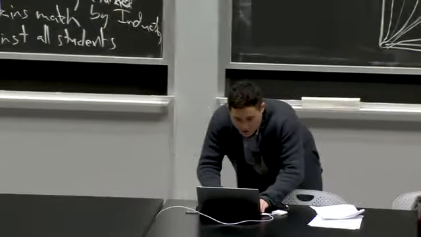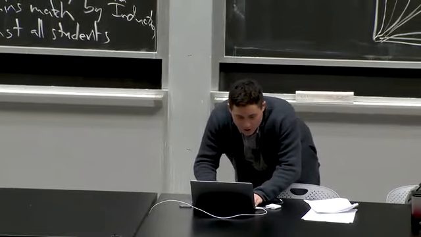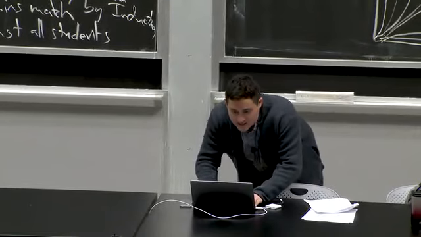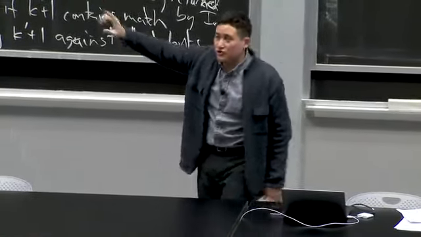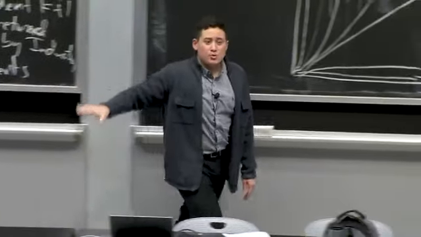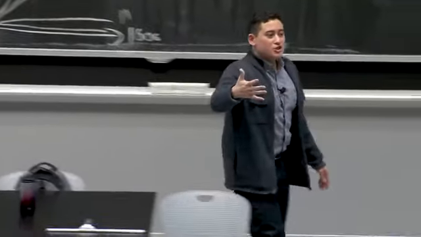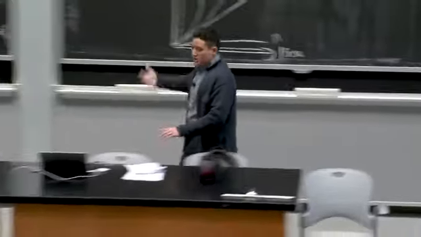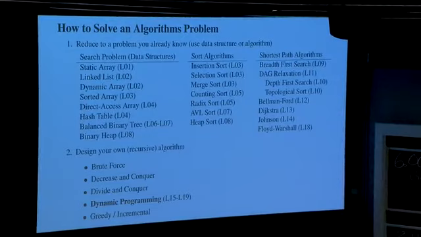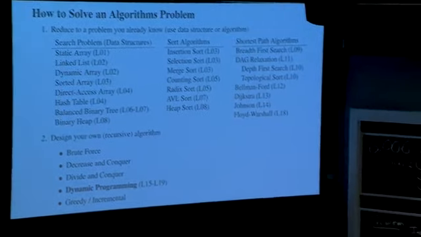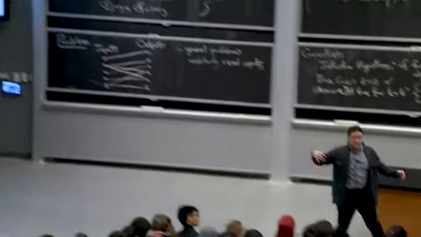So just before you go, I just want to give you a quick overview of the class. To solve an algorithm problem in this class, we essentially have 2 different strategies. We can either reduce to using the solution to a problem we know how to solve, or we can design our own algorithm, which is going to be recursive in nature. We're going to either put stuff in a data structure, solve a sorting problem, or search in a graph. And then to design a recursive algorithm, we have various design paradigms. This is all in your notes, but this is essentially the structure of the class.